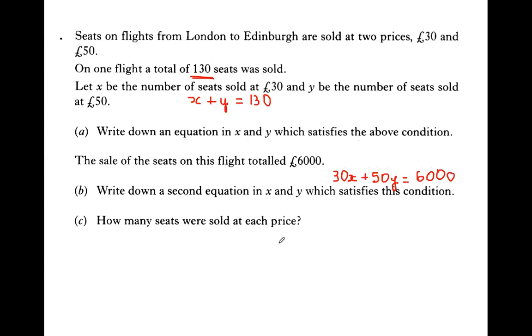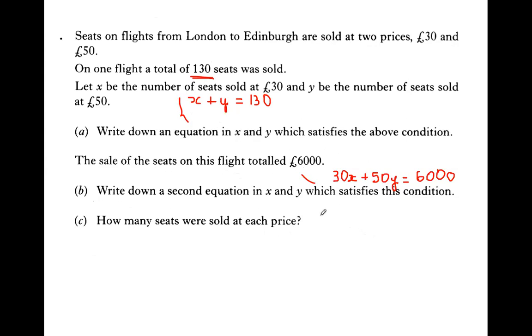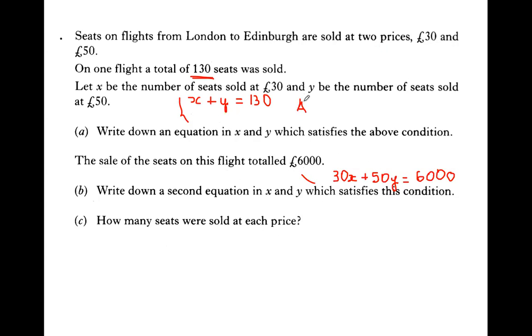And now we've answered A, we've answered B, so usually these will be 1 mark, 1 mark. How many seats were sold at each price? So seats X, Y, they're asking us to find X and Y, simultaneous equations, yeah? You've got to solve this algebraically. So you would put them down, this is A, this is B.